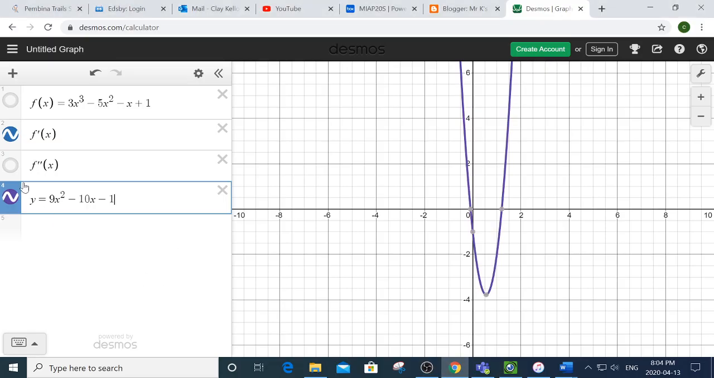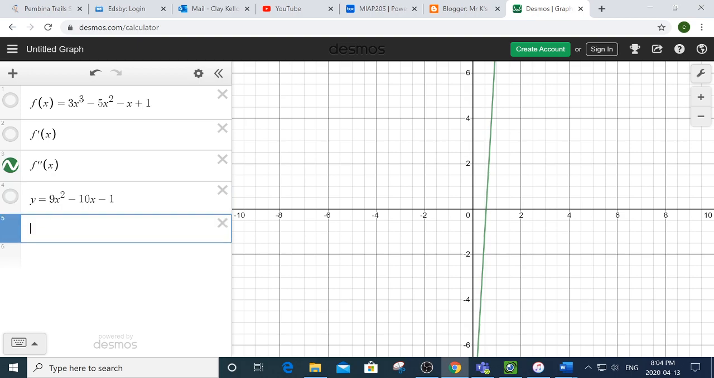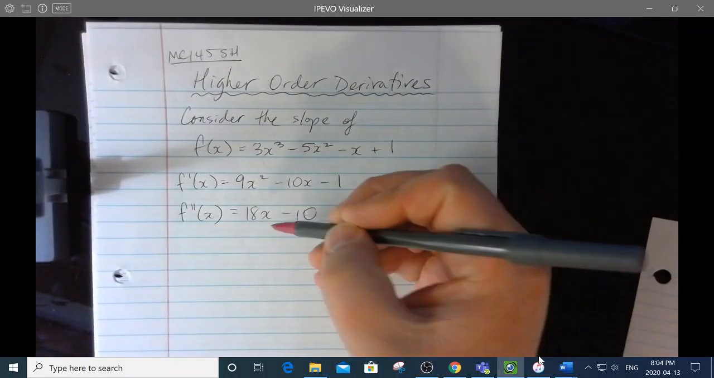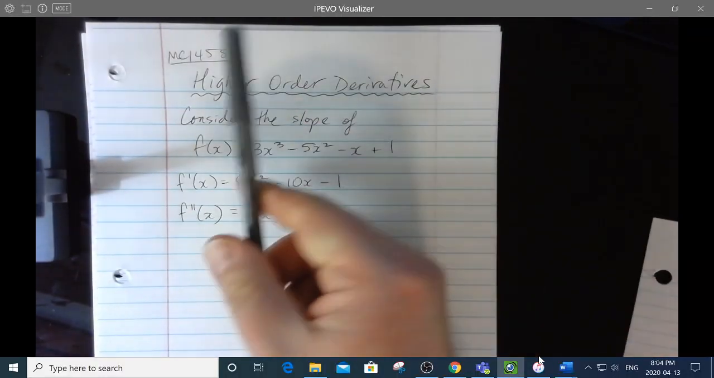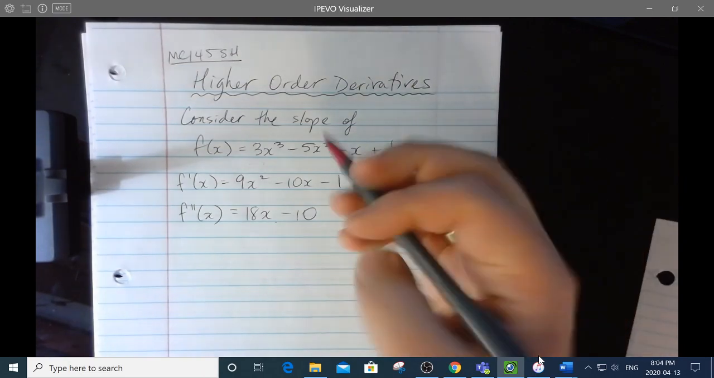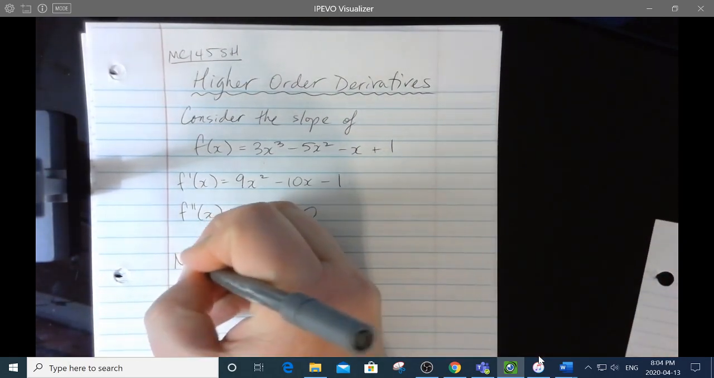Is this equation here, is this line here, really 18x minus 10? And yes, it is. So what we are now looking at is derivatives of derivatives. We call those higher order derivatives, and there's a bunch of different notations for this.